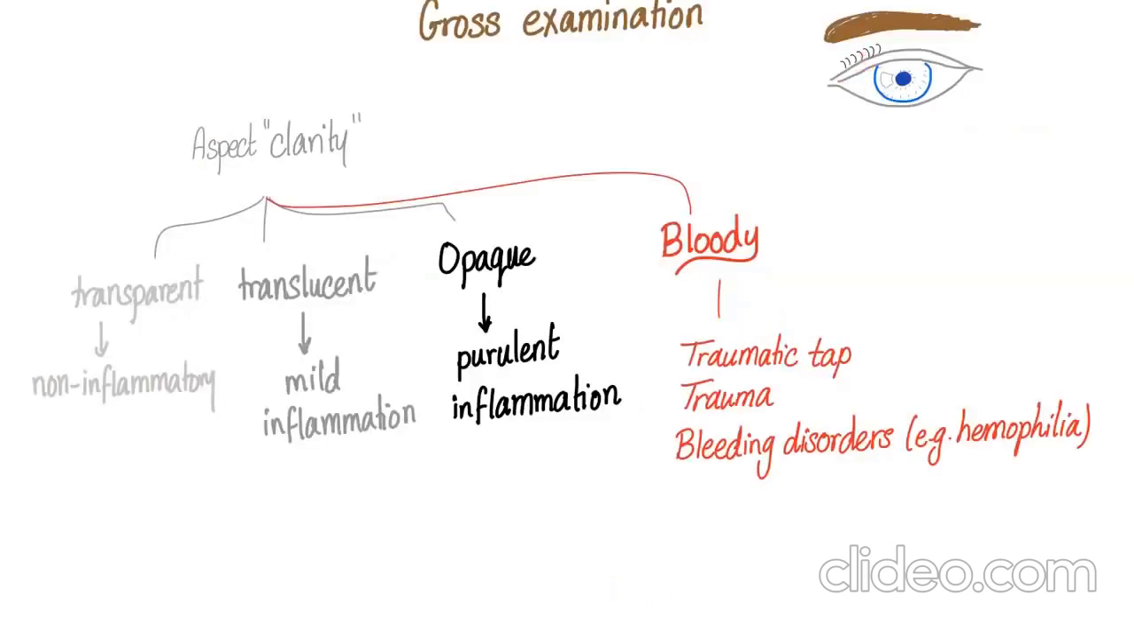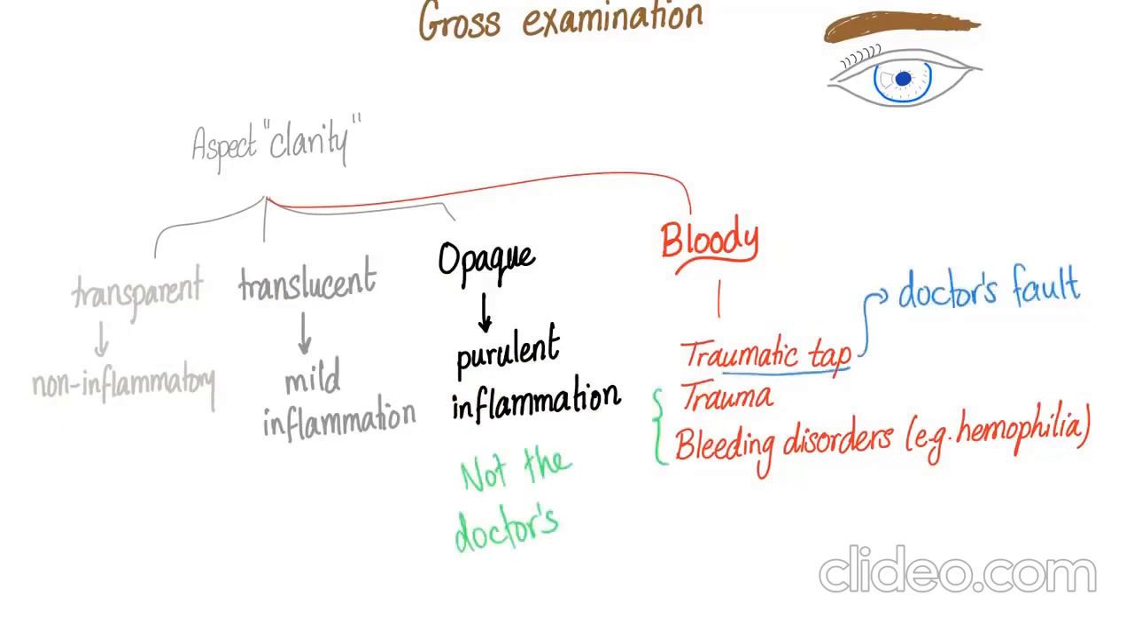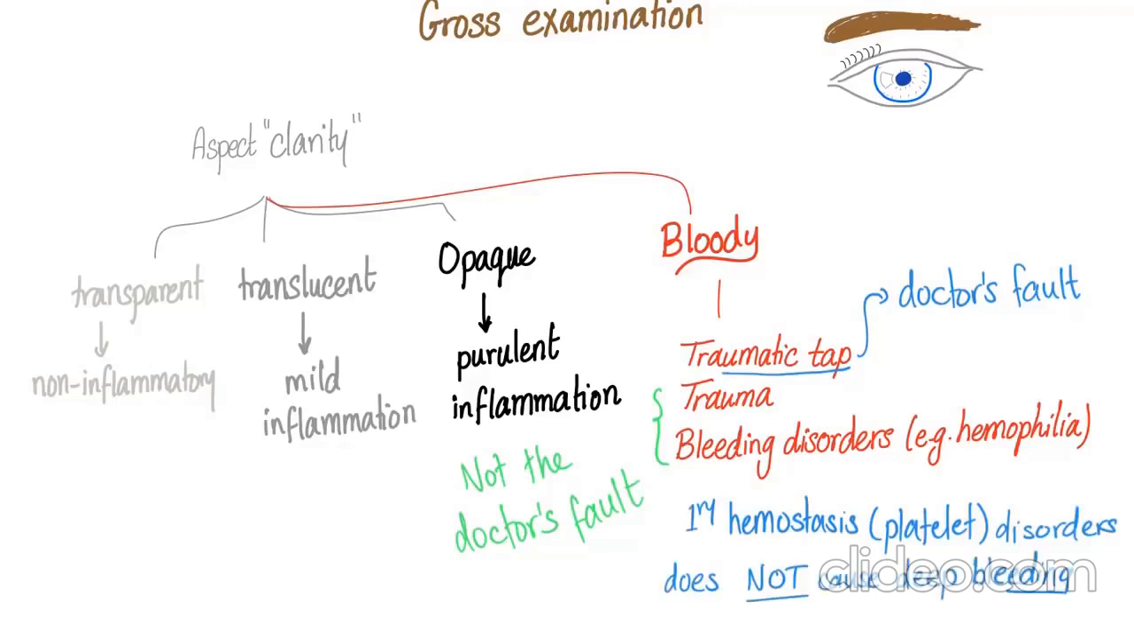So when you examine the joint fluid by your eye, the aspect or the clarity, it should be transparent. That's normal. If it's mild inflammation, translucent, which is different from transparent, if you noticed. Opaque, purulent, this is inflammation. This is septic arthritis. Bloody in cases of traumatic tap, trauma, bleeding disorders such as hemophilia. Bleeding into a big joint is a sign not of a primary hemostasis problem, but a secondary hemostasis problem, because this is a deep bleeding. There's a problem in the coagulation factors, not the platelets.